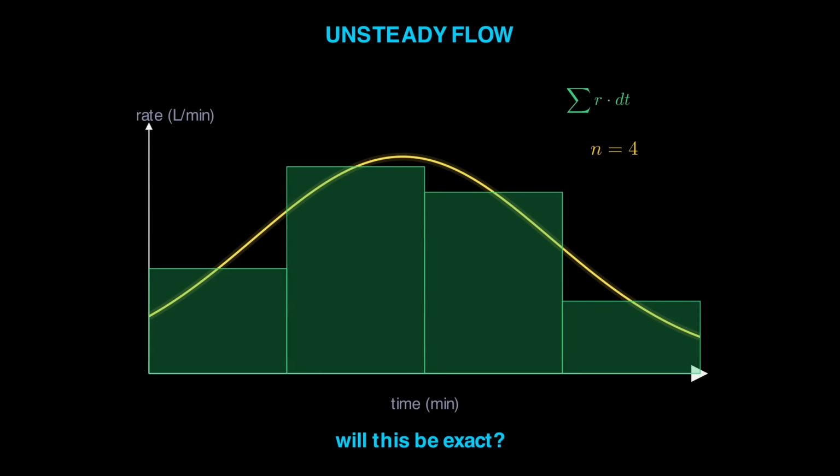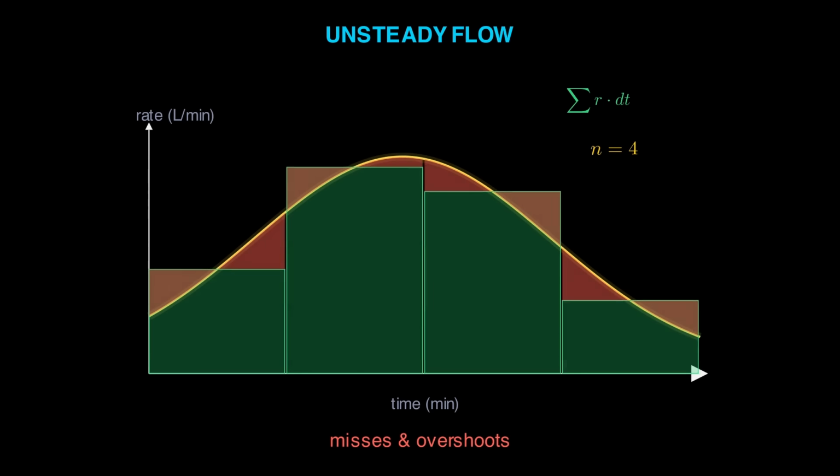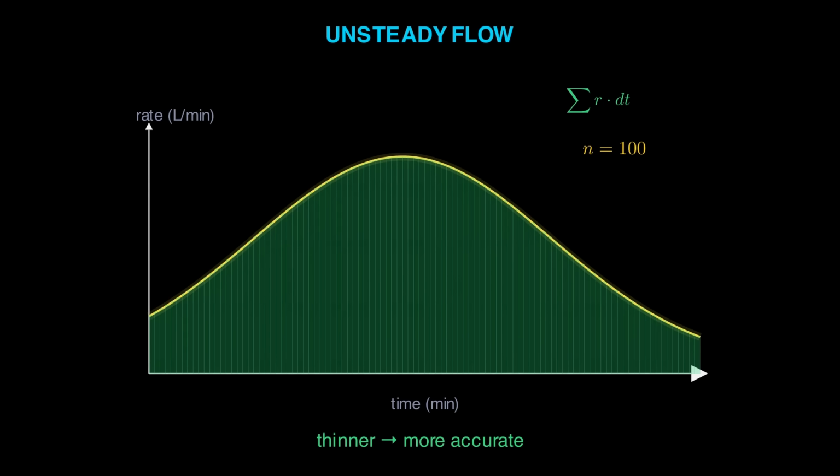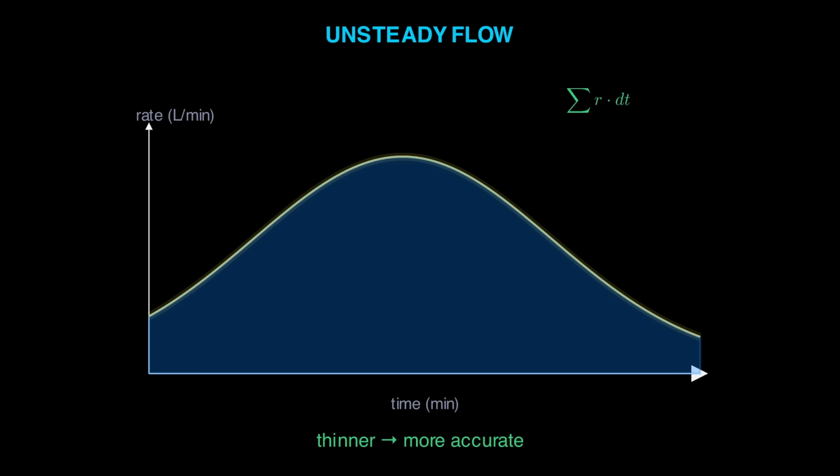Here is a question. If we use only 4 wide rectangles, will our estimate be exact? No. The rectangles miss some water and include some that was never there. But what happens if we use 8 rectangles? 16? 100? As the rectangles become thinner, the total becomes more accurate. In the limit, the gaps disappear. The accumulation becomes exactly the signed area beneath the curve.